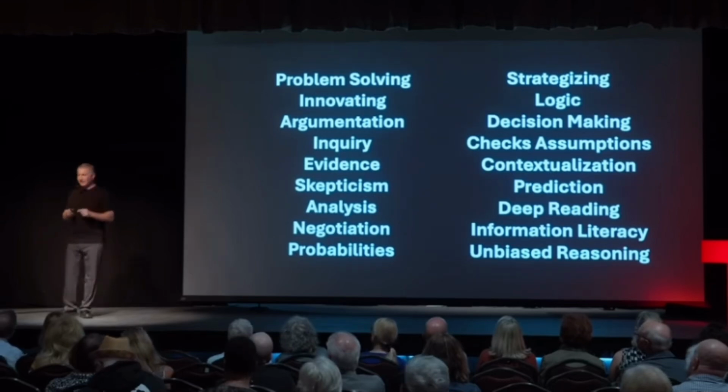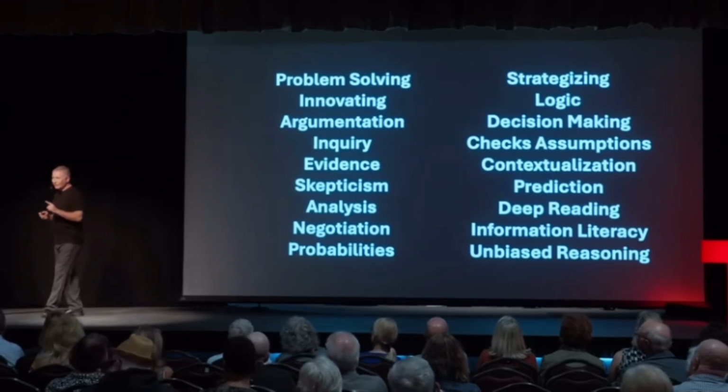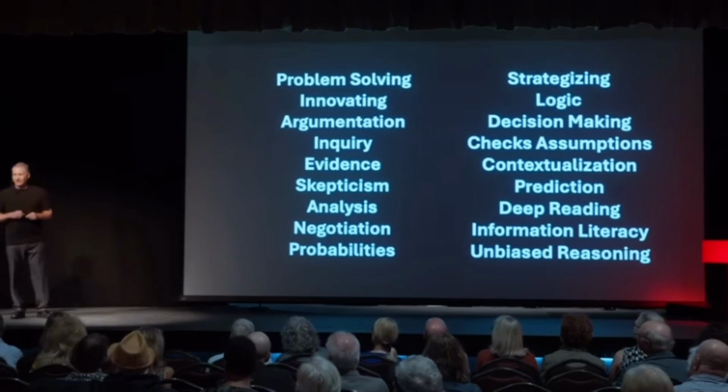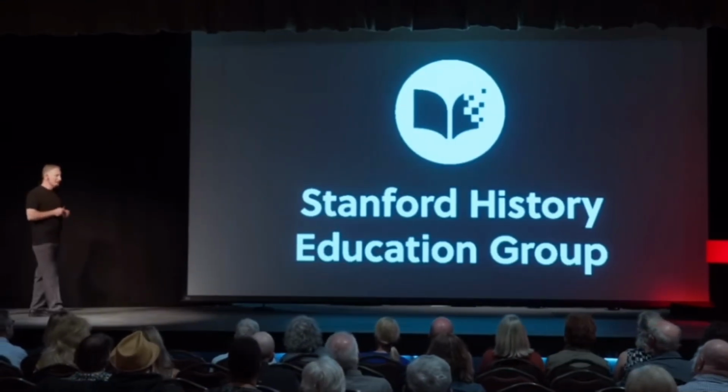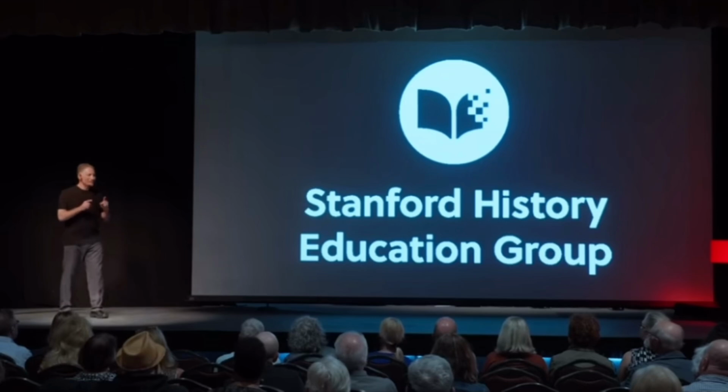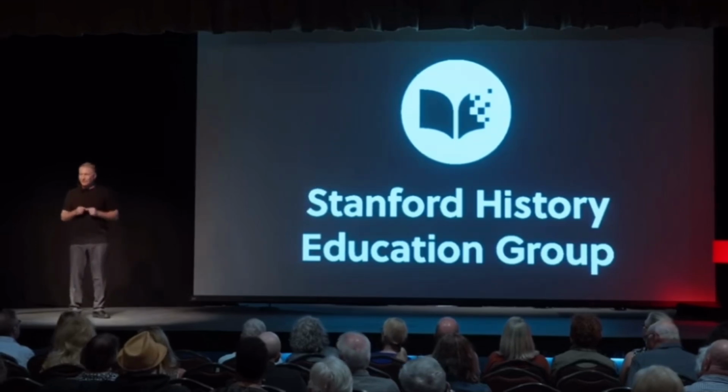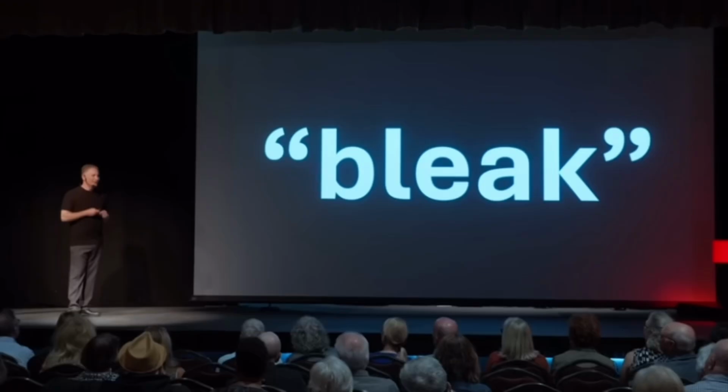Well, before we get to that, let's see, how well are we doing with critical thinking? The Stanford History Education Group did a study of how well teens could think critically while they were online. Their conclusion, and I quote, "Young people's ability to reason about information they see on the internet can be summed up in one word: bleak."